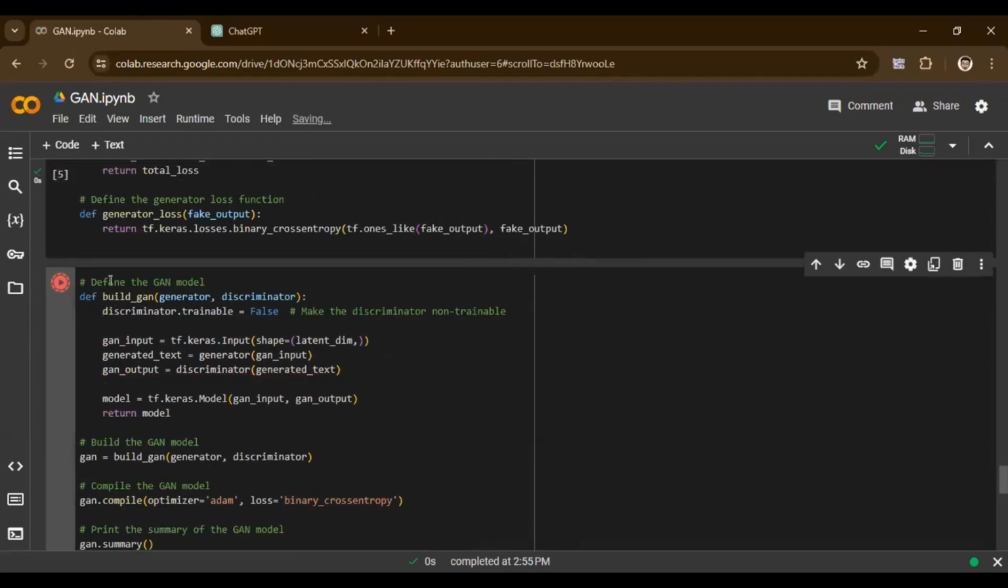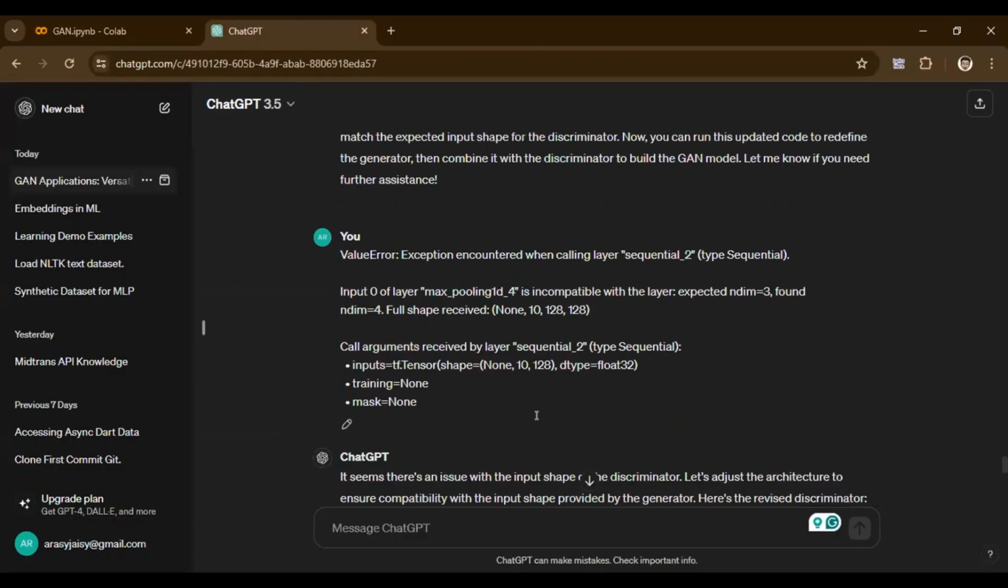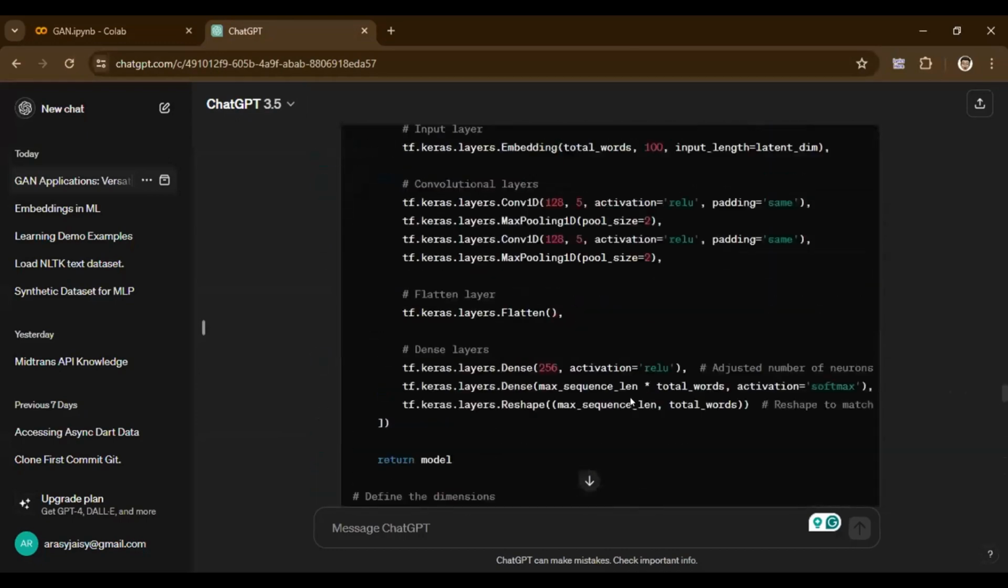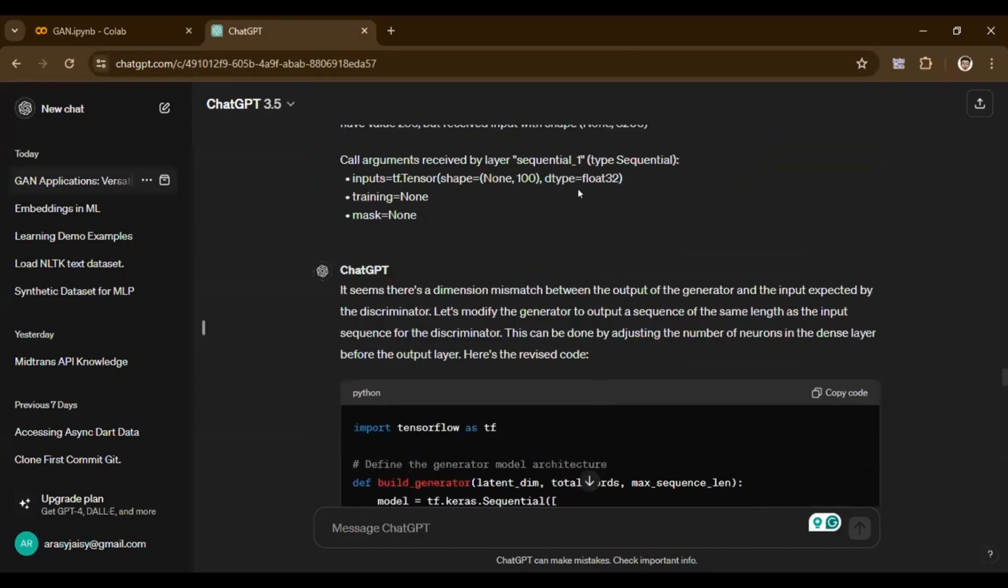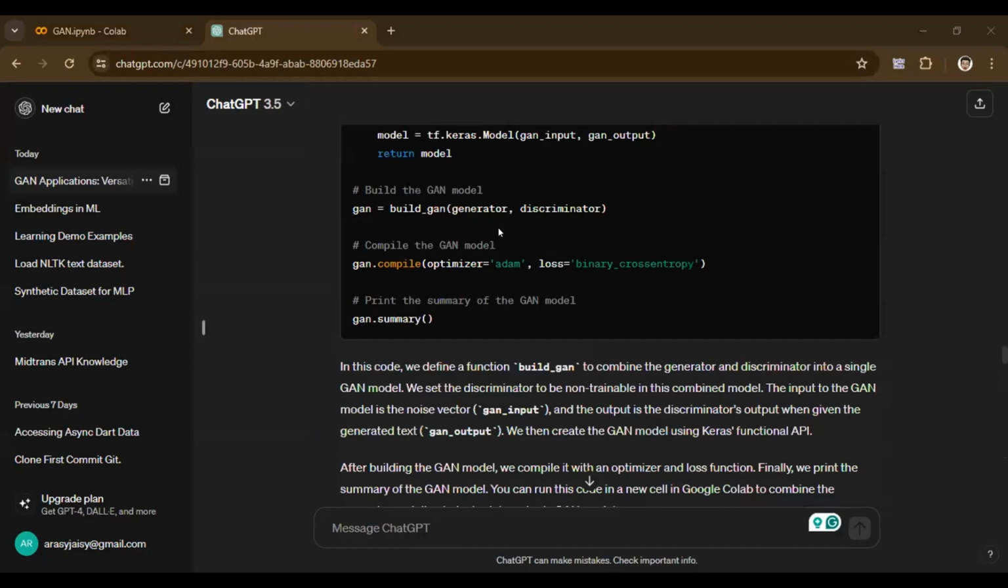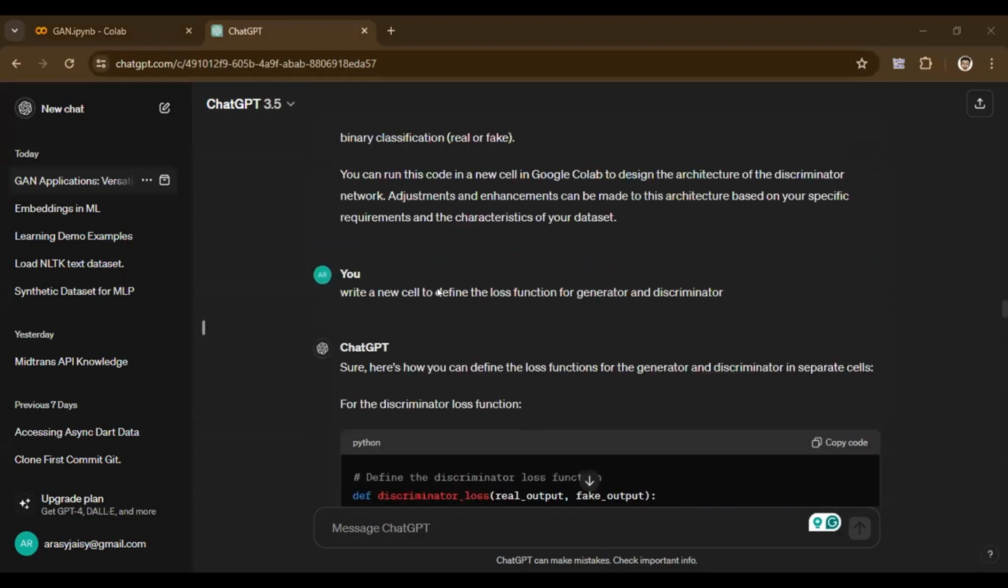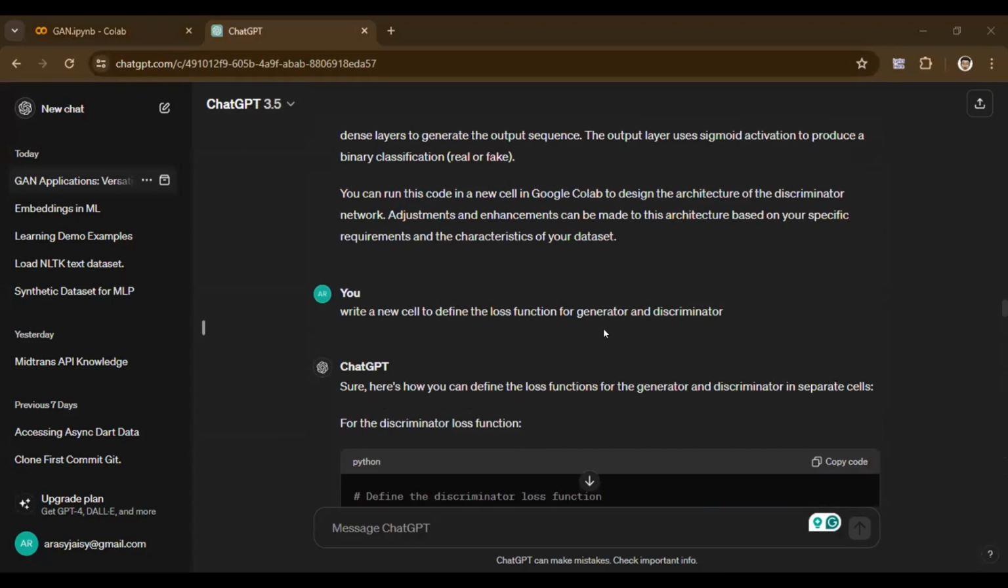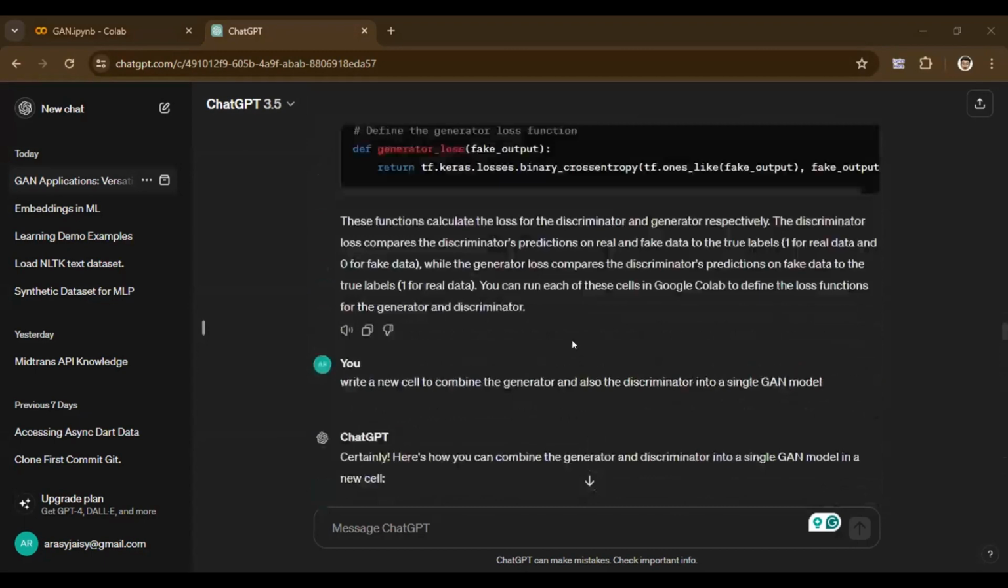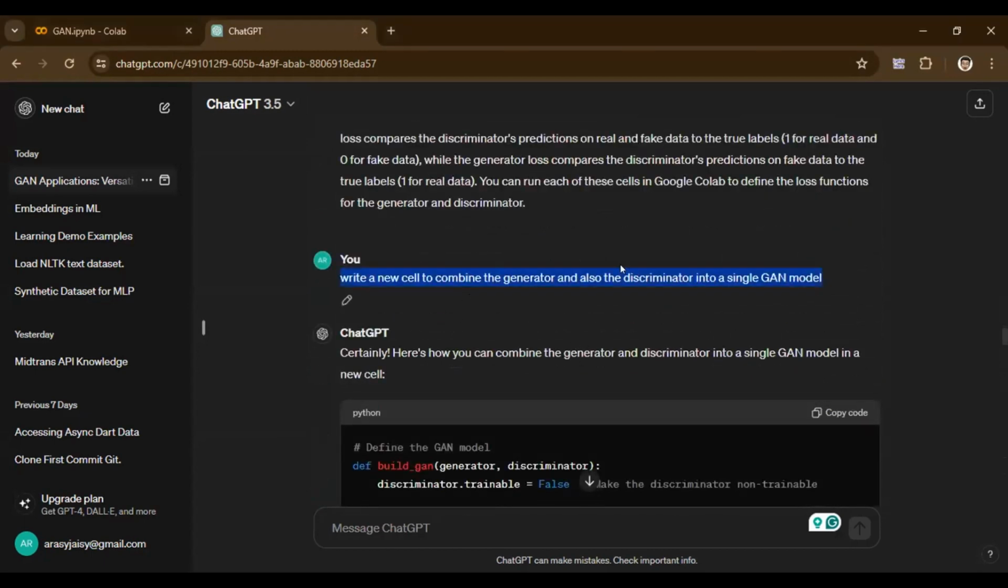Okay, this one works. You just have to do some bug fixing. You can also do it within the ChatGPT prompting. I will first copy the prompt to the chat, after defining the loss functions and combining the generator and the discriminator. Okay, we have finished creating the architecture for the GAN.